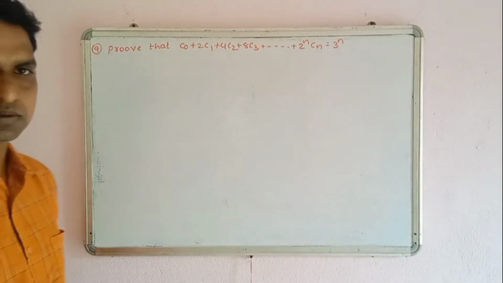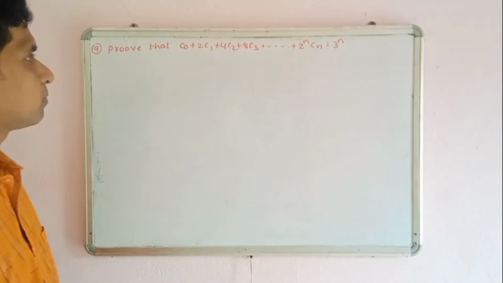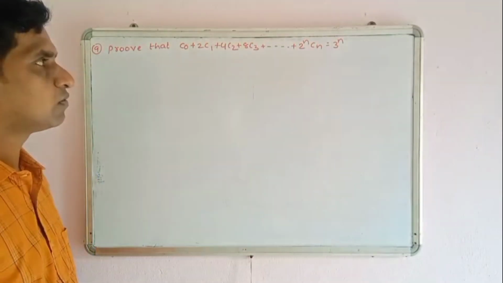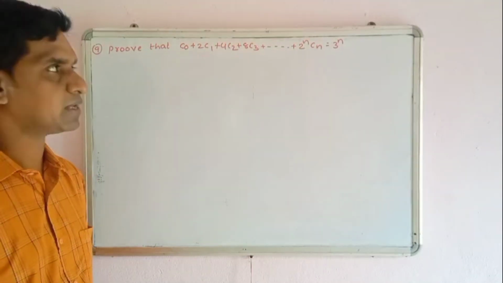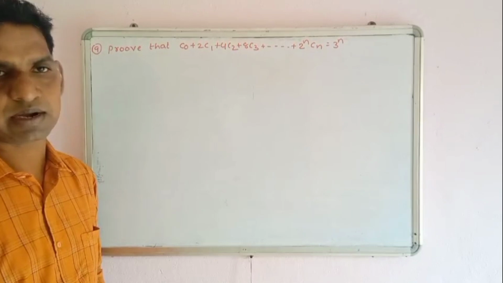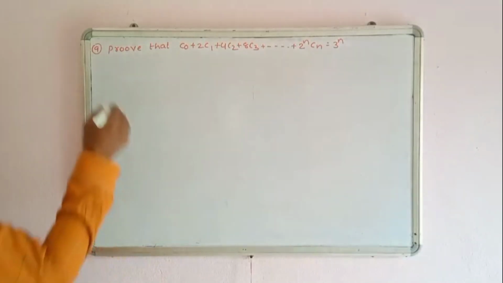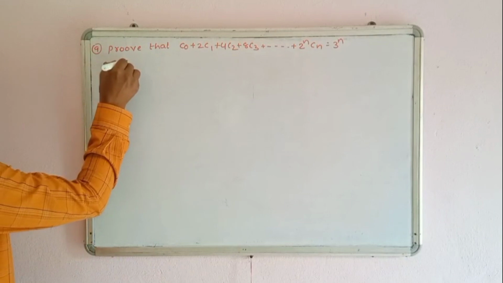Exercise 7.2, problem 9. Prove that C0 plus 2C1 plus 4C2 plus 8C3 plus so on, 2 power n Cn, equals 3 power n. Okay.